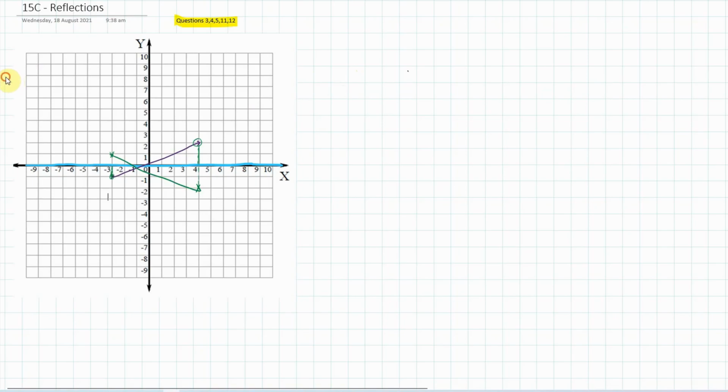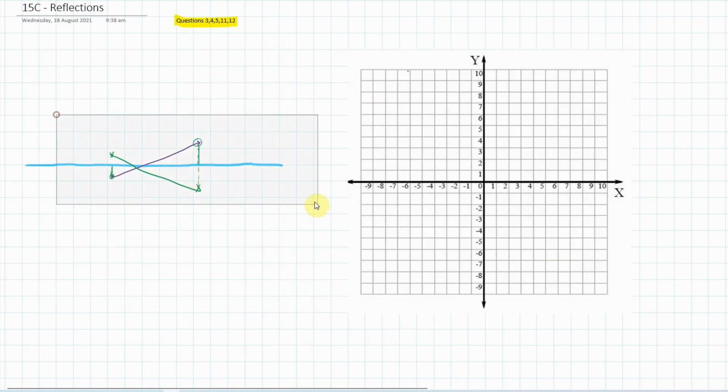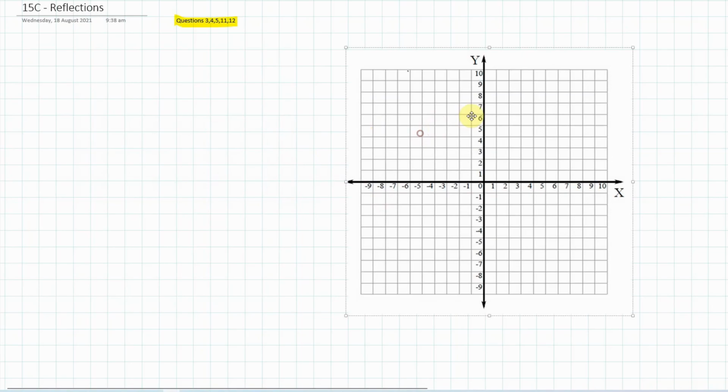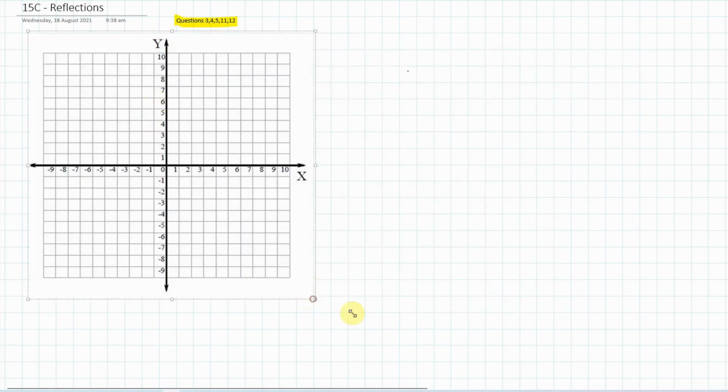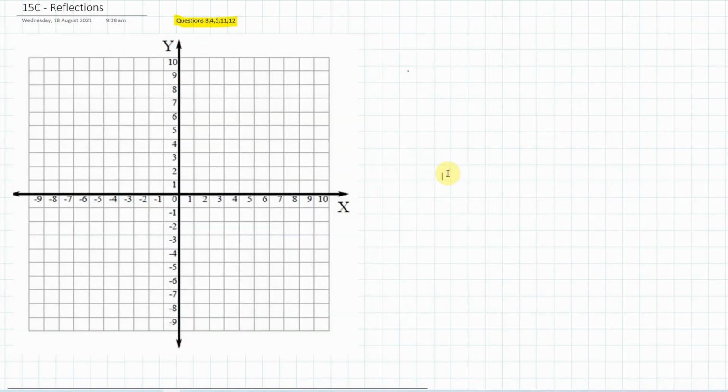Let's see what we can do with this next one. I'll just get rid of this. Okay. So, in part 4, we're trying to draw a reflection in the line x equals 2. Okay, so my first step is to find where x equals 2, and that is this line that I'm drawing here. So that is where x is equal to 2. So that is my mirror line in this particular case.